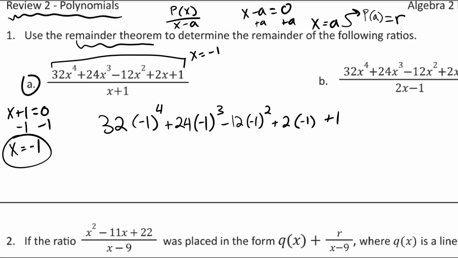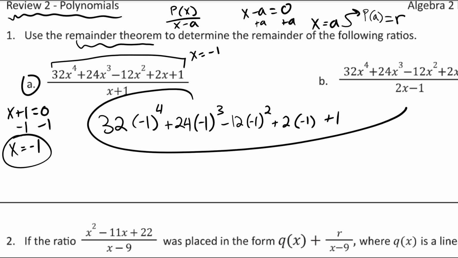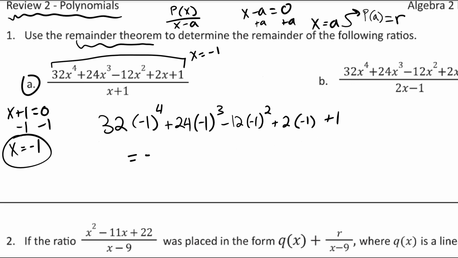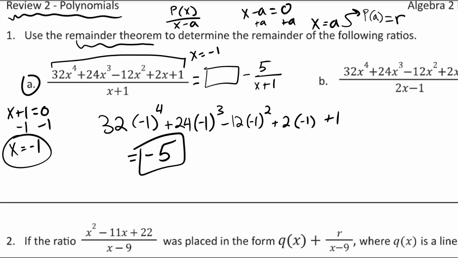Now, I don't expect you to simplify that in your head. You would just type all of that into your calculator exactly how you have it written with parentheses and everything. And when I did that, I got negative 5. So what that means is that if we were to do this division, we would get some quotient minus a remainder of 5 over x plus 1 if we were to do the division.